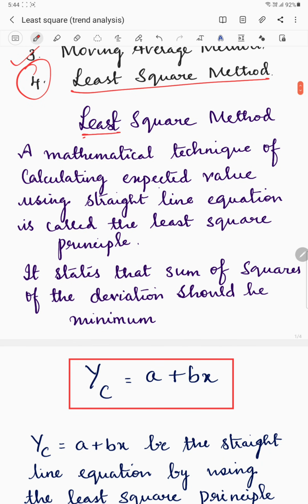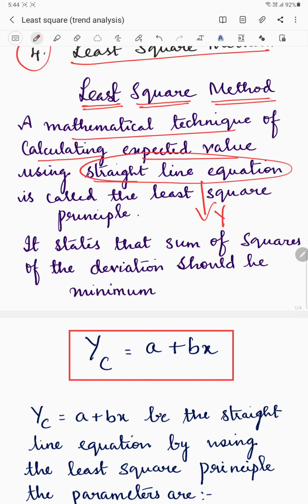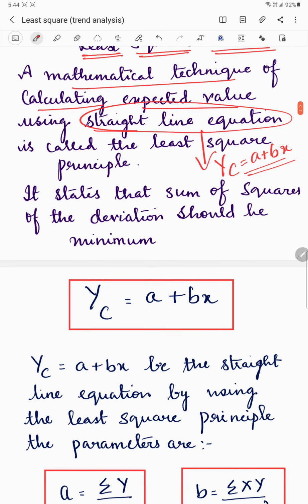Okay, so let's understand what a least square method is. A mathematical technique of calculating expected value using a straight line equation. Now what is a straight line equation? What you can see down in the box, yc is equal to a plus bx. This is the straight line equation. The straight line equation is called the least square principle. It states that the sum of squares of the deviations should be minimum.